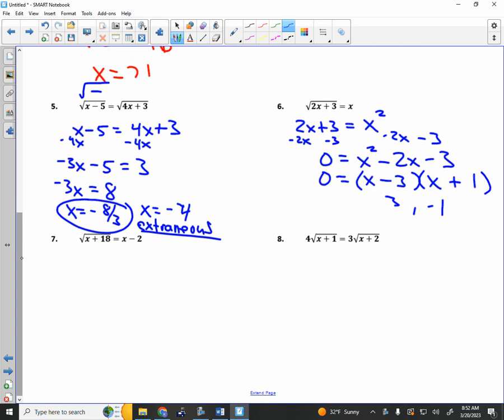Now, let's check the solutions. Let's plug in 3. What is 2 times 3 plus 3? And the square root of 9 is? So did that one work? Yep, it sure did. Okay, so 3 works. Let's plug in negative 1. 2 times negative 1 is negative 2, plus 3 is 1. And what's the square root of 1? 1. It's not negative 1, is it? So this one does not work. This, again, is an extraneous solution. It was an extra solution that does not work. 3 is the one that works.